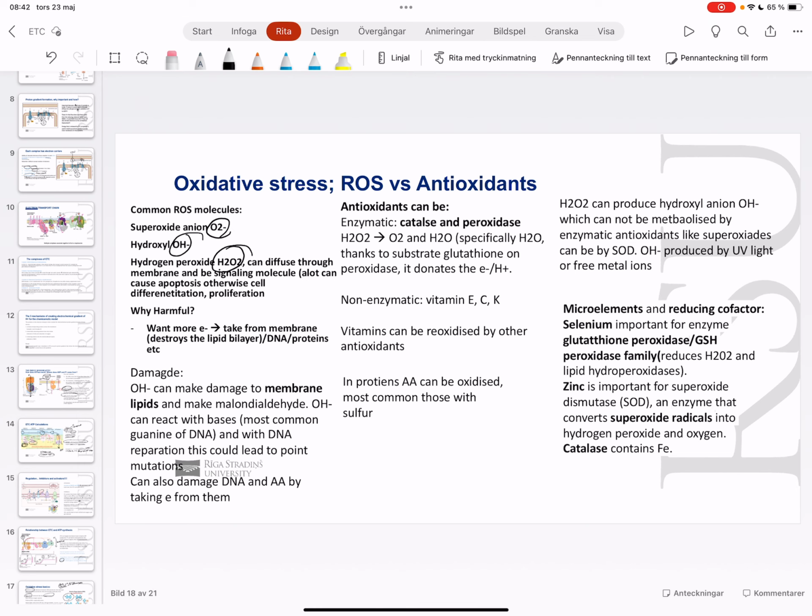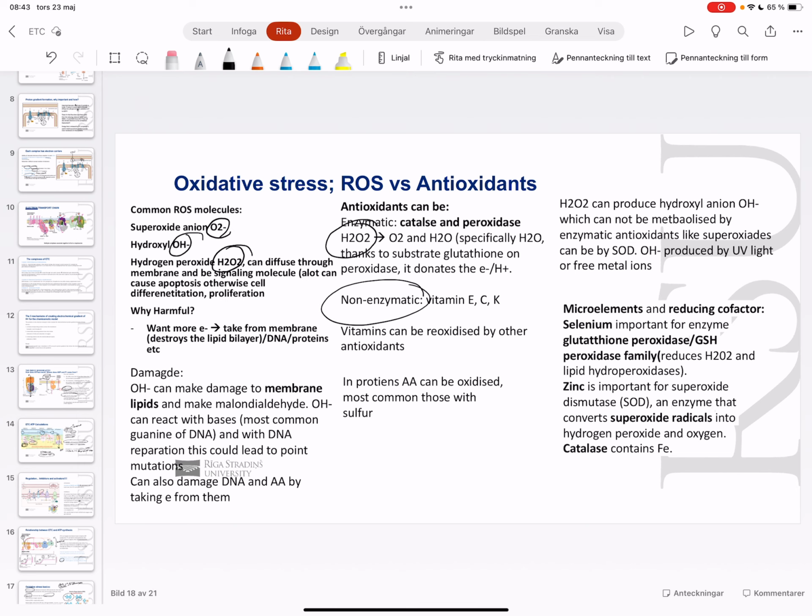But thank God we have antioxidants. Antioxidants can be enzymatic, and they can also be non-enzymatic. Common enzymatic antioxidants are catalase and peroxidase. And that is really good because peroxidase will neutralize hydrogen peroxide and create oxygen and water, specifically water, thanks to the substrate glutathione. Glutathione peroxidase donates the electrons and hydrogens to the ROS, which is in this case hydrogen peroxide.